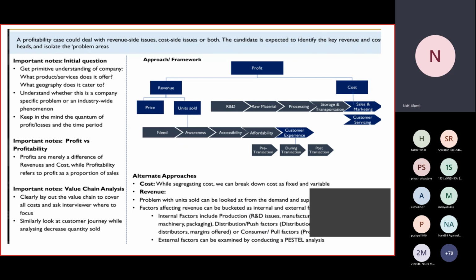Okay, you're talking, so, sir or ma'am, is it a problem with R&D? Sir or ma'am, is it a problem of raw materials? Maybe raw material prices have increased. That's why the profitability has decreased. Or you can talk about processing, storage and transportation, and the interviewer will tell you, let's talk about processing. Okay, let's talk about processing, and then you'll delve deeper into processing.